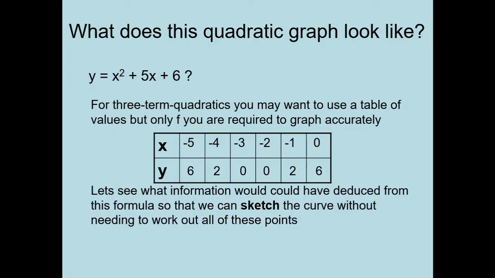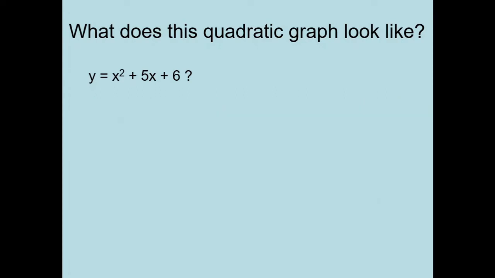Let's see what information we can get just from the formula so that we can sketch the curve without needing to go through all of this process of filling in the table of values, setting up our axes, and plotting those points accurately. Not necessary. We can just first look at the formula and say, what's the shape of the curve? Well, my a coefficient, my x squared term, is positive. That's going to be a positive parabola. That's a U shape or a happy face.